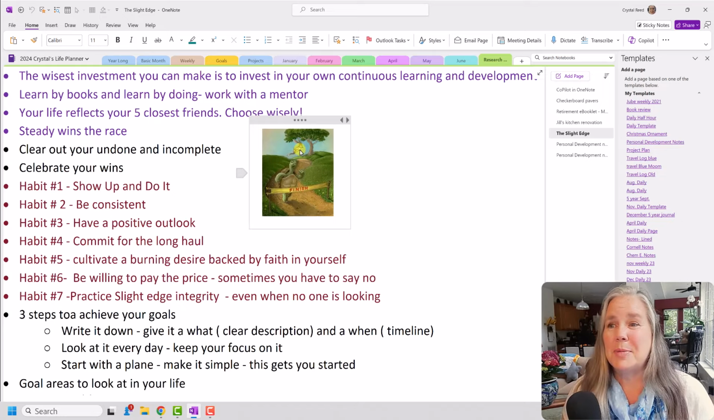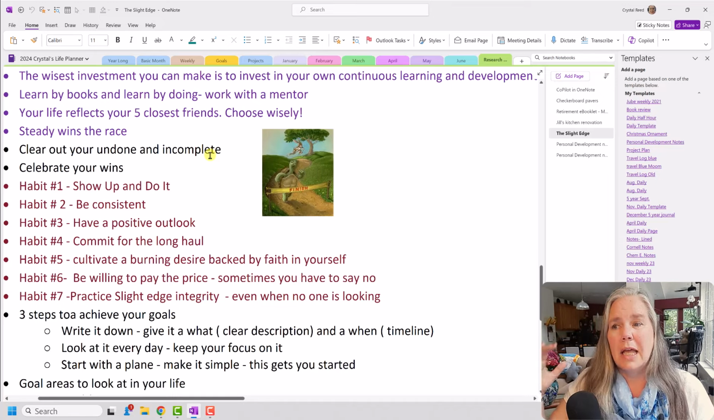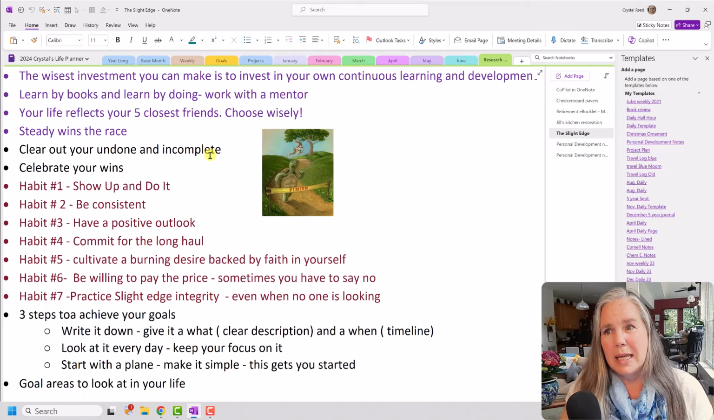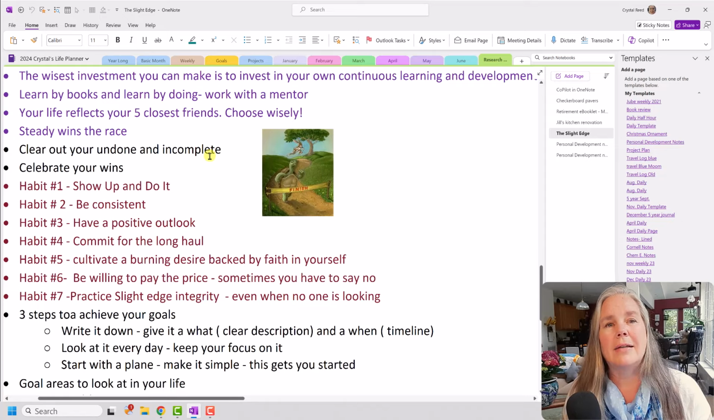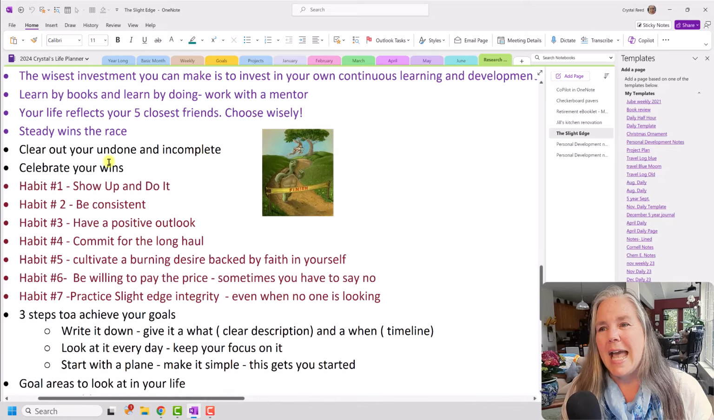I really enjoyed this book. I learned a lot, as you can tell. Clear out your undone and your incomplete, because those things clutter up your mind. If you have things that are undone, David Allen from Getting Things Done says, get those out of your brain, capture them somewhere, make a list of things that are undone, put together a project box of things that are incomplete so that you can clear those out of your mind and not get distracted like that hare we just talked about. And celebrating your wins.